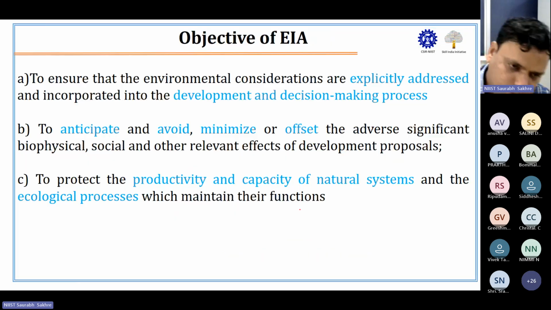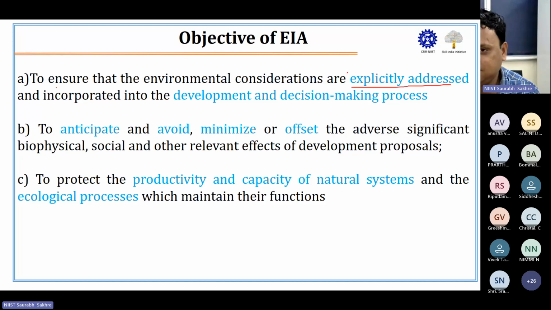Okay. Now, if you know what the impact is, what the effect is, what the definition is, first we should understand the objective of EIA. This is different from what Shravant has shared with you. Now we are going specific. So the first objective of EIA is to ensure that the environmental considerations are explicitly addressed. What does this word mean? Explicit, because now I am quantifying. So considerations are explicitly addressed and incorporated into the development and decision making process.